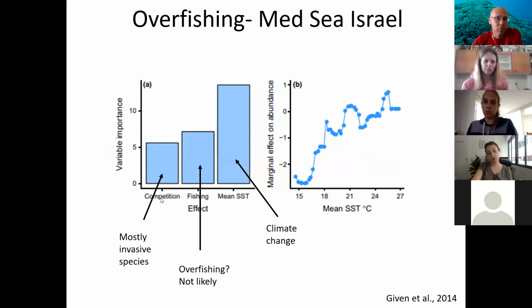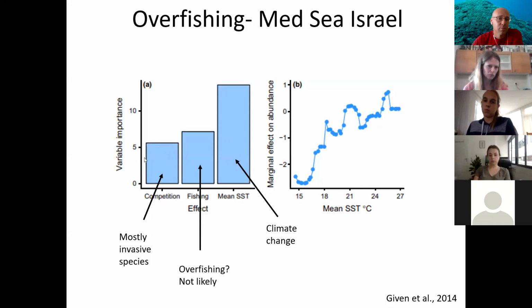He checked competition and the effect of fishing, and also the surface sea temperature. And you can see, and this is obviously from climate change, the effect on abundance. I'm not going to go forward with this one.